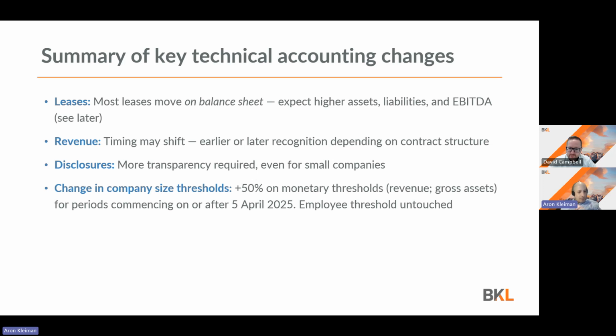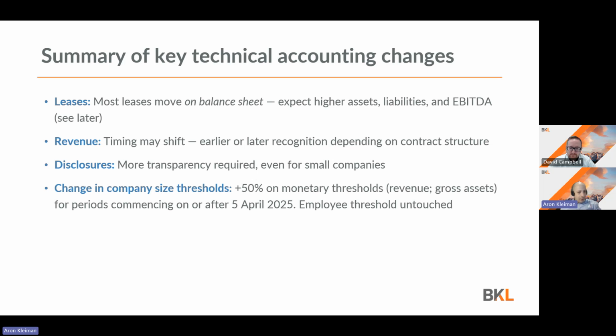Leases. So the critical point, and we're going to explore this in depth in a moment. Most, I would even say virtually all leases from when this change is implemented are going to move onto the balance sheet. The concept of operating leases effectively is going to disappear from FRS 102. So companies should expect higher assets and liabilities. Net assets may look the same, and we'll touch on that in a moment, but taken on their own, you'll have higher gross assets and higher gross liabilities. And there are significant changes on EBITDA as some of the expenditure changes its profile as well.